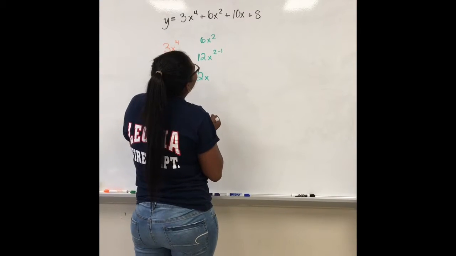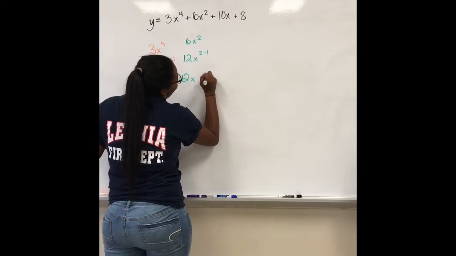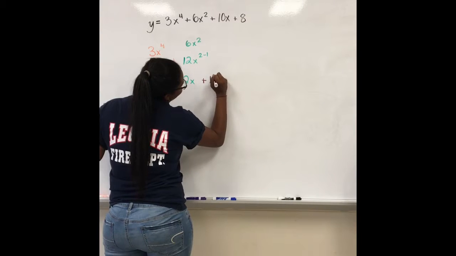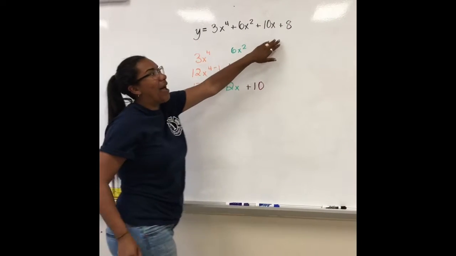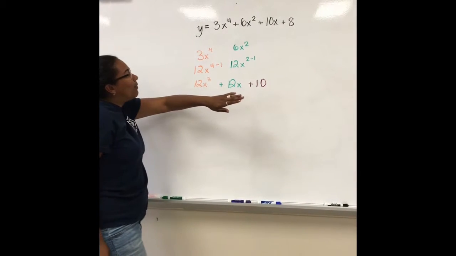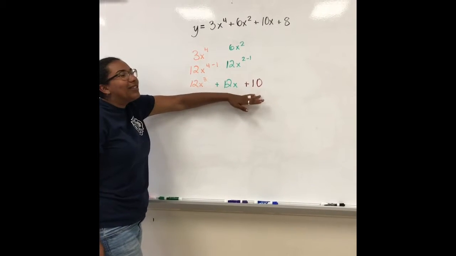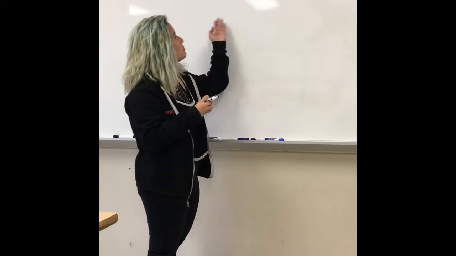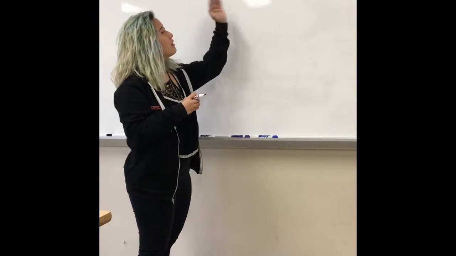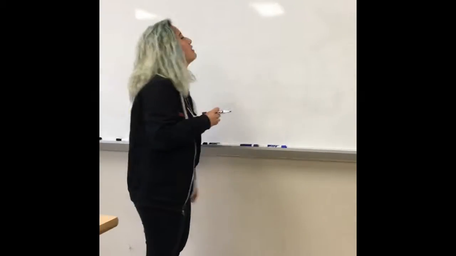For our next part, we have 10x, which leaves 10 by itself. And then anything to the 0 power is 0, leaving us with 12x cubed plus 12x plus 10 as our derivative. So here we have a very strange problem. It has sine, cosine, and 1 over x.